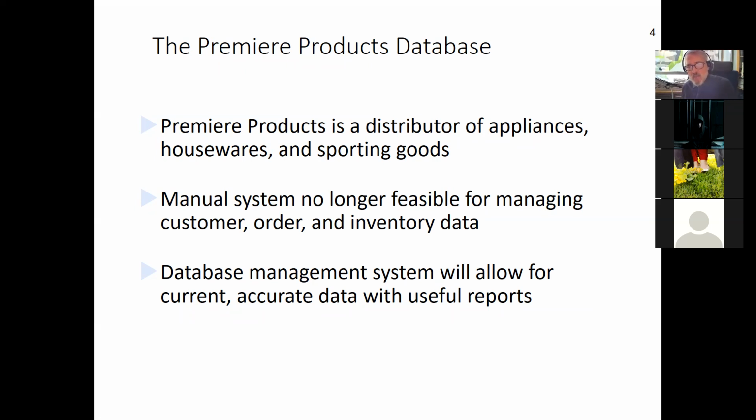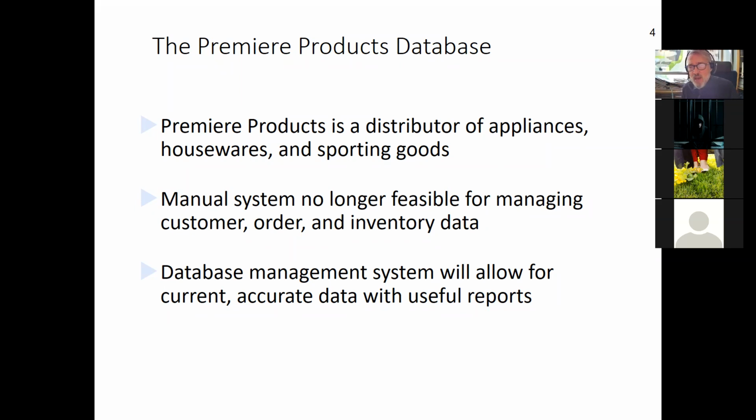So you'd sit down with the company and you'd find out about their business. You'd find out things like, well, Premier Products distributes appliances, housewares. That's kind of important because why is that important for our database? Because this is the kind of data that's going to be in the database. And maybe there's some specific things about appliances, housewares, and sporty goods that we need to know before we sort of organize those categories that we were talking about in the previous slide.